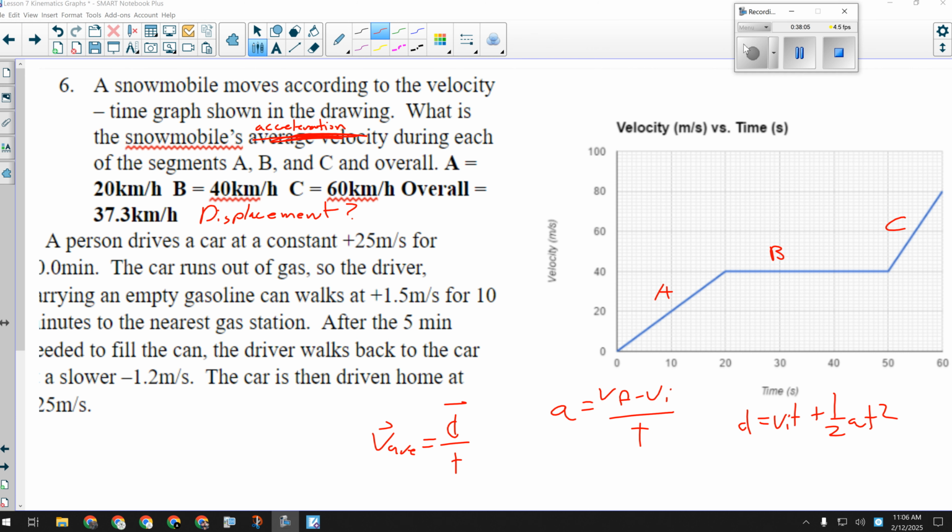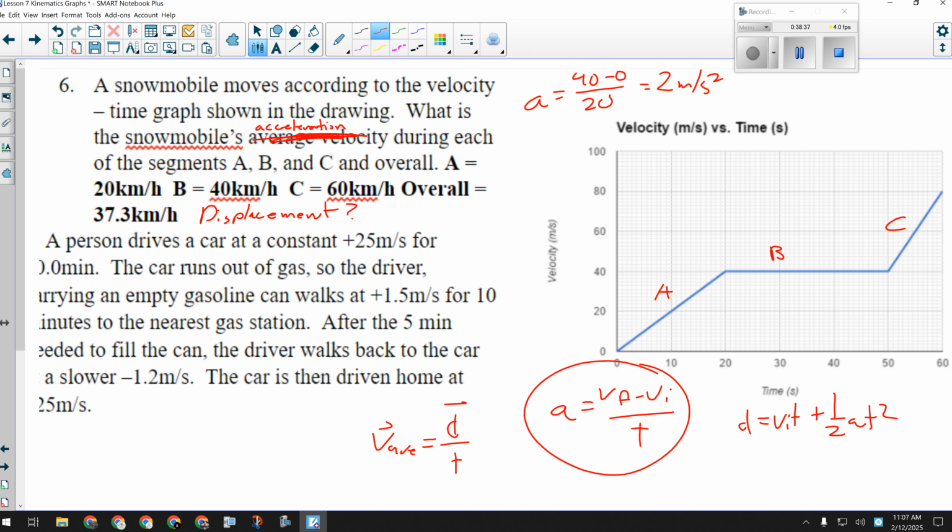Let's just look at the acceleration for each of the 3 parts. For part A, I can use this formula to get the acceleration because I know VF is 40, I know VI is 0, and I know that it takes 20 seconds. So it'll just be a equals 40 minus 0 over 20 seconds. 40 over 20 is 2 meters per second squared.